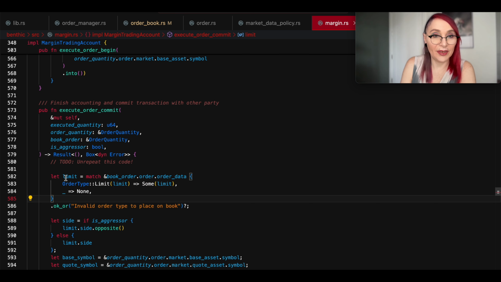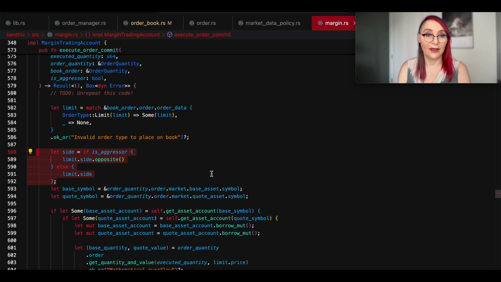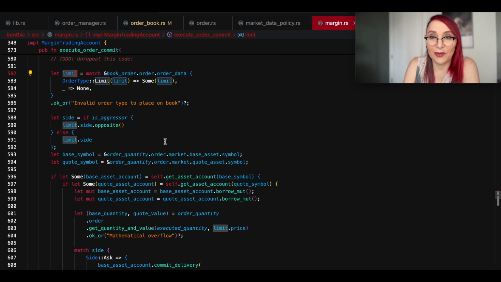Now, the side is gonna be either the side of a limit order or the opposite side of a limit order if I'm the aggressor, right? So we also have a Boolean here saying we are the aggressor. So again, when we are processing the aggressor account, we're saying aggressor is true. If we're processing the book order, aggressor is false. Okay, so we have our book order limit price from this limit here. And we have the side of the order, whether it's aggressor or not.